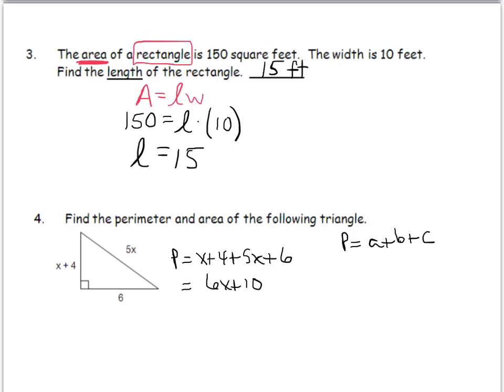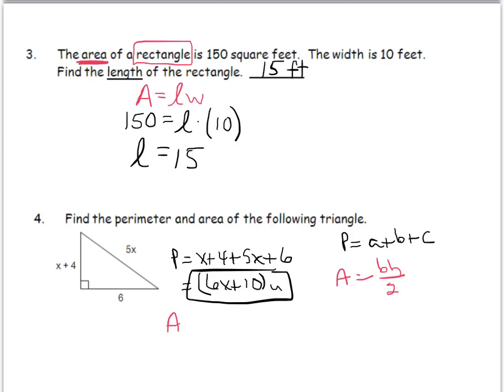Is it okay to have an x in your answer? Yes. Now don't forget, we don't have any units labeled here, so because there's no inches or feet, let's just put a u afterwards. So 6x plus 10 units. That's our perimeter. Okay, for area, the area of a triangle is base times height over 2, or if you would like, 1/2 base times height.